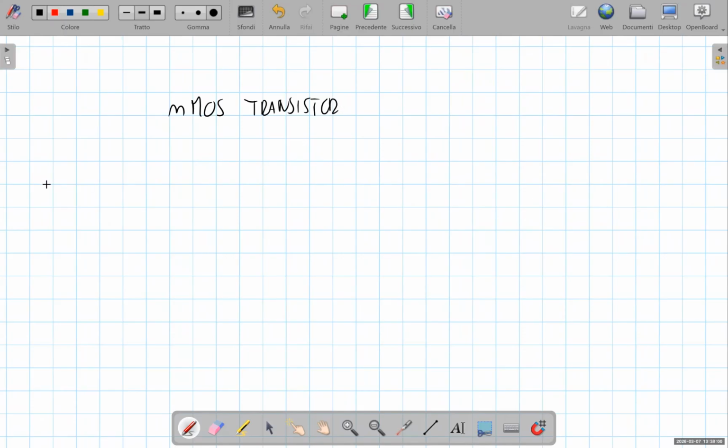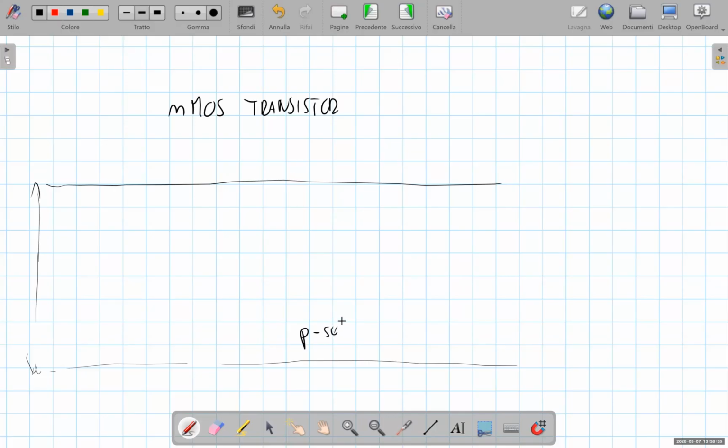Actually, we start from a silicon wafer. I am showing the cross section here, so suppose that this is the thickness of the silicon wafer, which is made of P-type doped silicon. This bulk silicon is called the substrate.